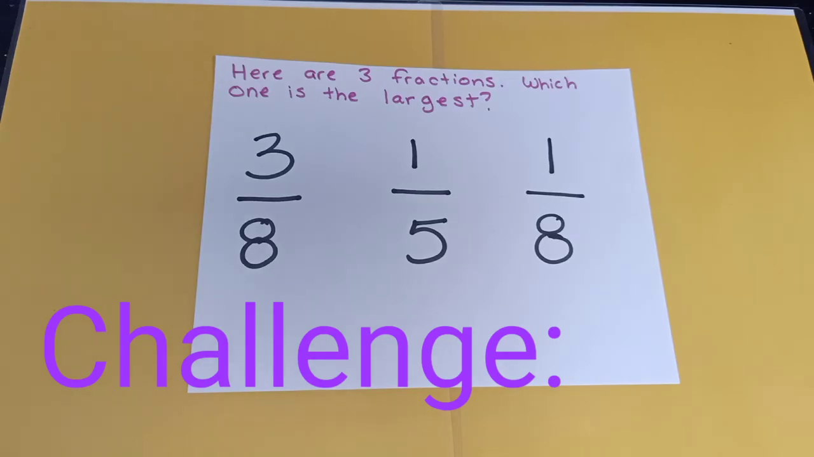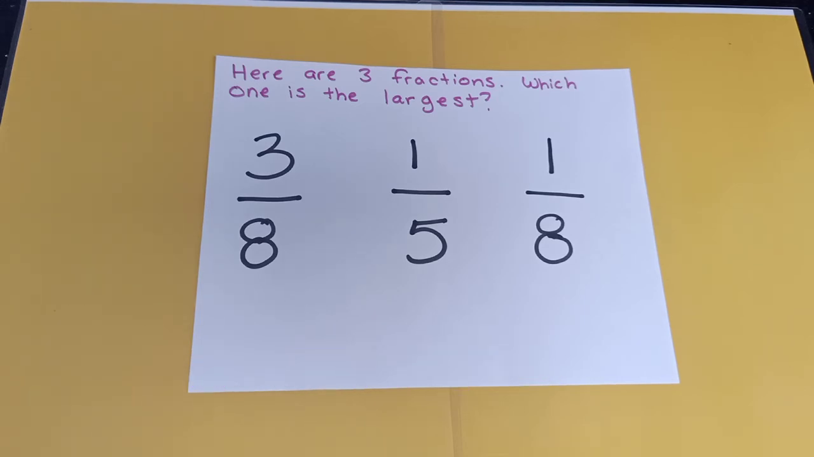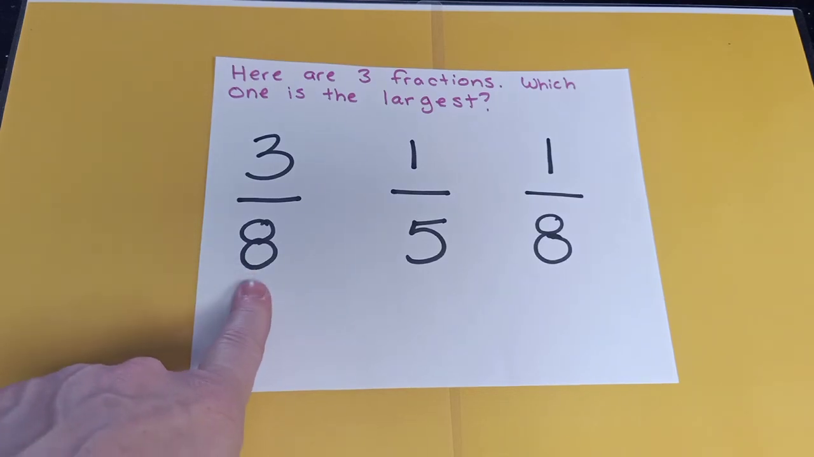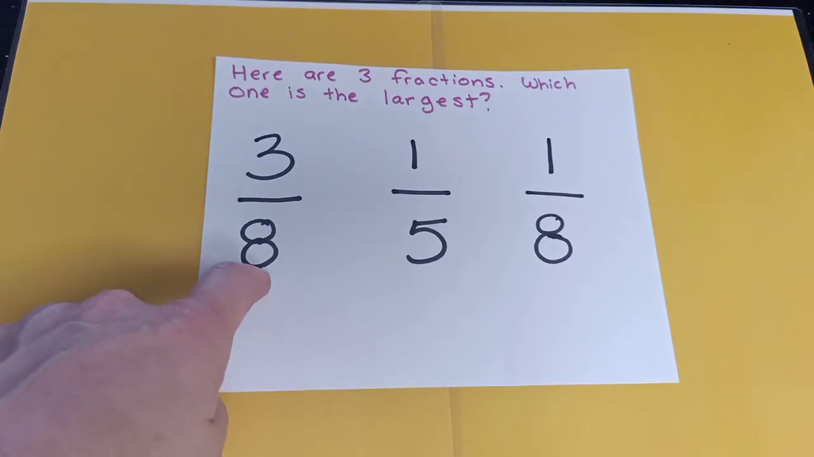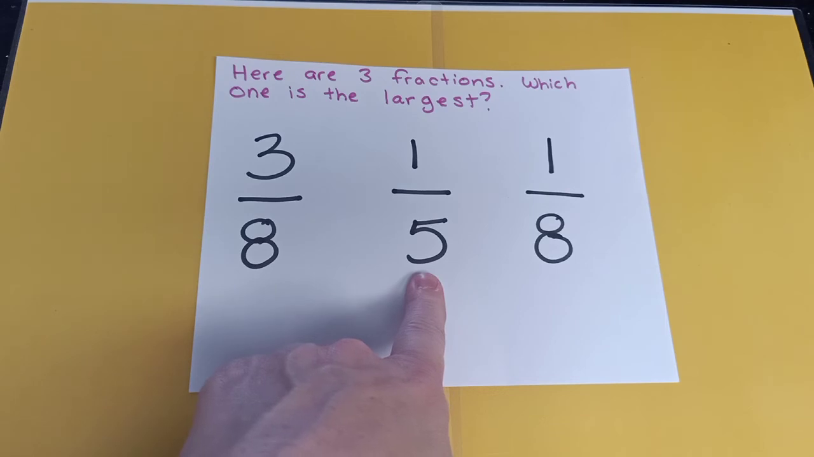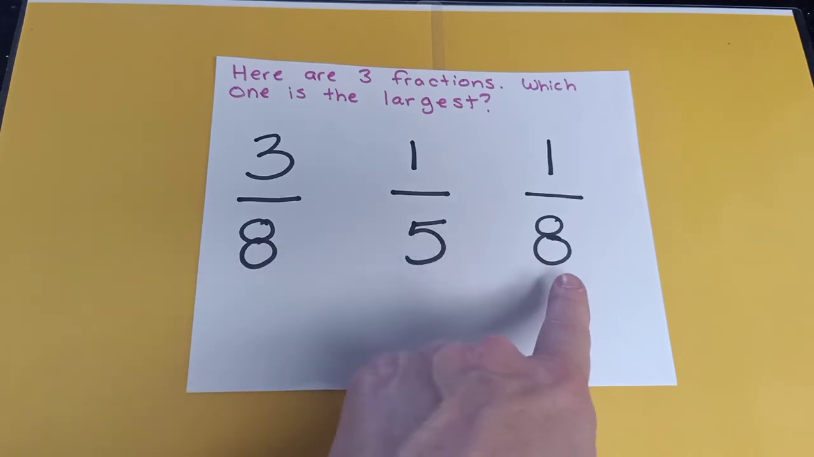All right, let's try a challenge question today from our lesson on ordering fractions. You're going to see 3 fractions, and they have different denominators, and you have to figure out which one is the largest. So what we're going to have to do is we're going to have to multiply our denominators together and figure out what our new numerators are going to be. So I hope you know what 8 times 5 is, and that it's 40. So we have to multiply the one with the denominator of 8 by a 5. We have to multiply the one with a denominator of 5 by an 8.